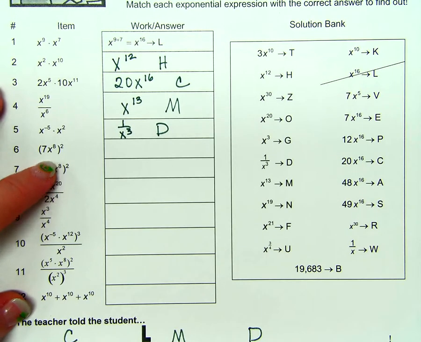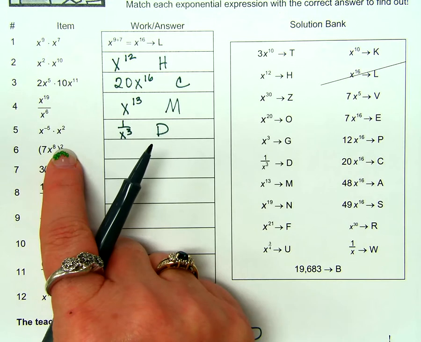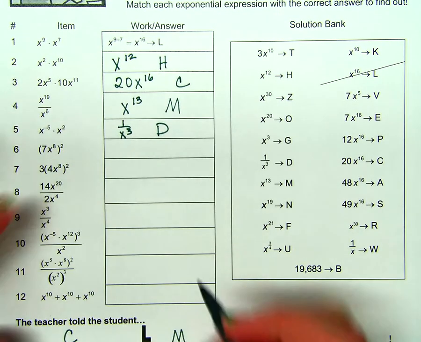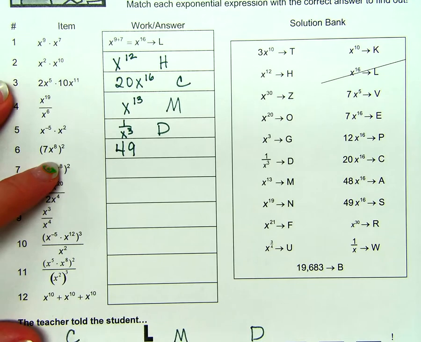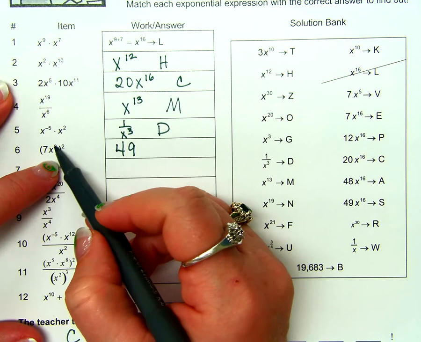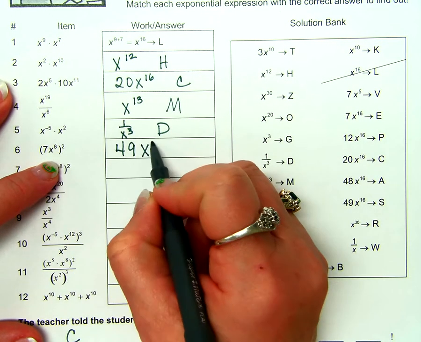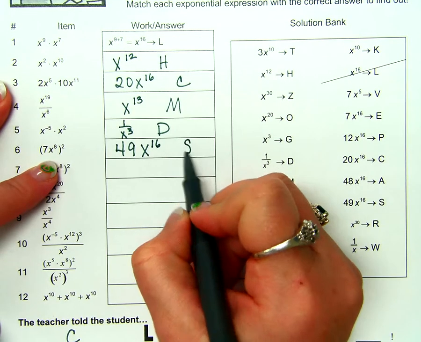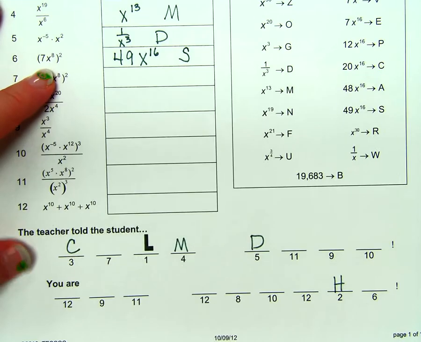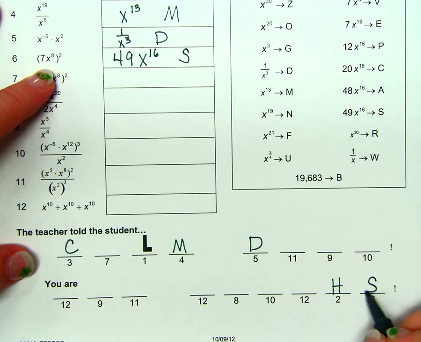Number 6, what do we have? What if we have a power being raised to a power? So we get 49 because that's 7 squared, right? But x to the 8th squared is x to the 16th. So that is S. 6 is S.